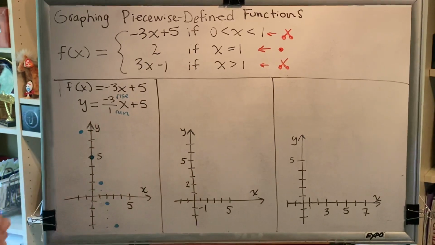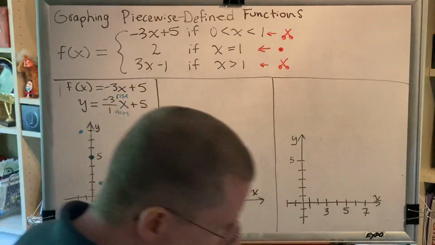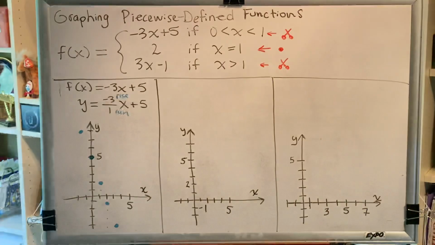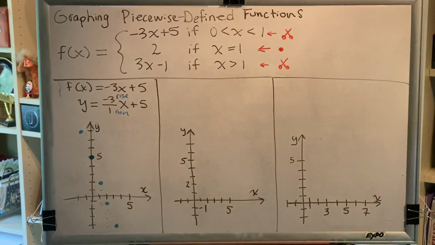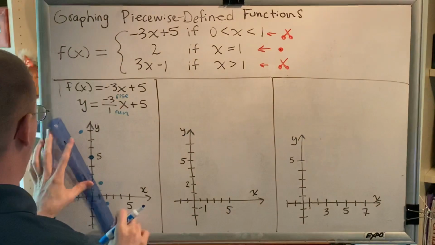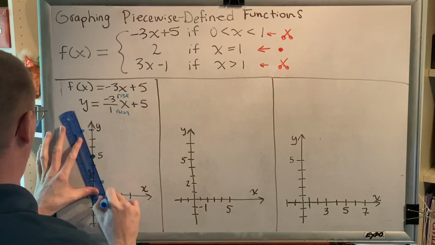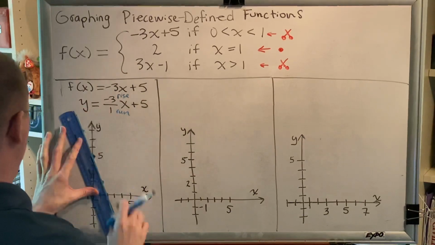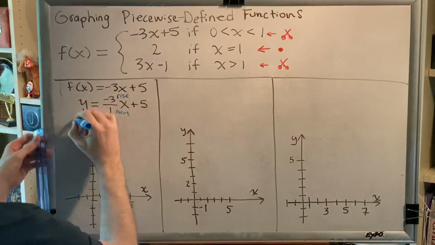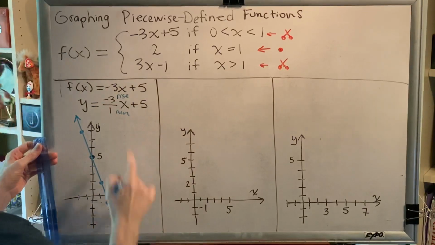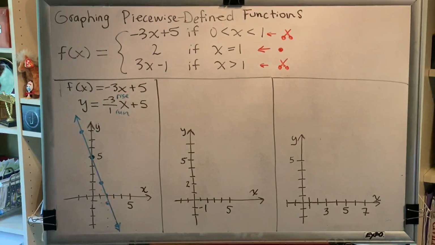All right, so now we can get out our straight edge and connect all of these dots together. Remember, lines, line segments, and rays must be drawn with a straight edge. So everybody get out your straight edge and connect these dots together. Okay, great. So we've created our entire graph of the first piece. Now we have to cut it.